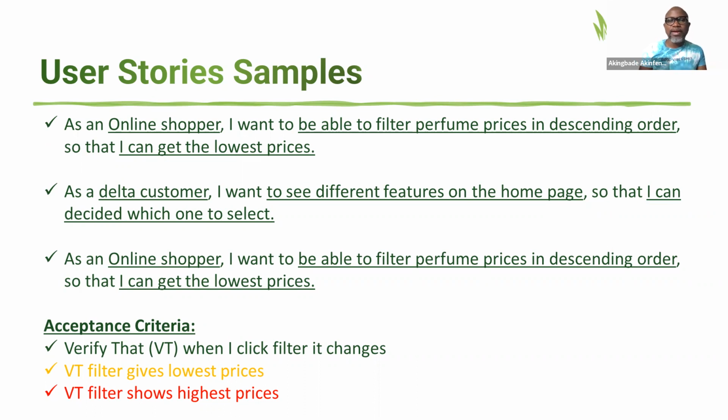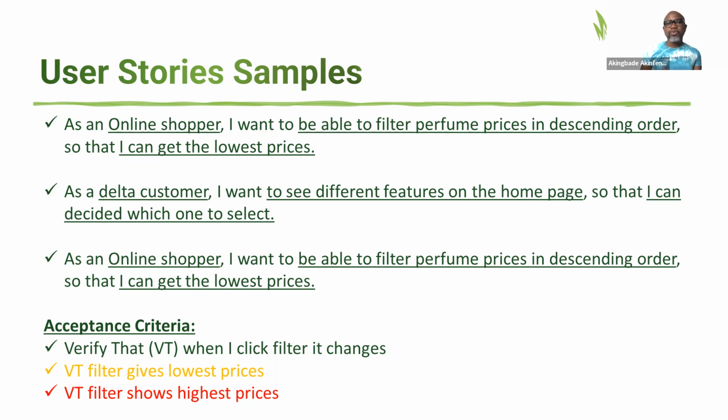As an online shopper, I want to be able to filter perfume prices in descending order so that I can get the lowest prices. Another one for airline: as a Delta customer, I want to see different features on the home page so that I can decide which one to select. So these are some ways in which user stories are written.